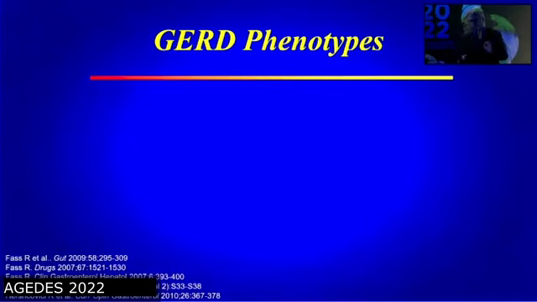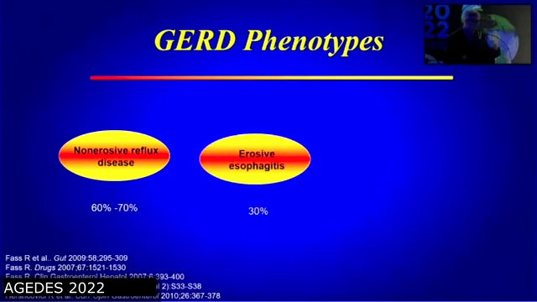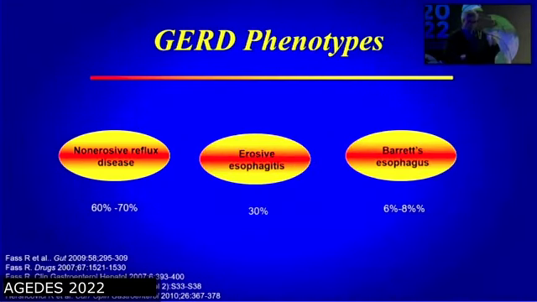Now, you all know that there are 3 GERD phenotypes. These are the basic phenotypes of gastroesophageal reflux disease. We have non-erosive reflux disease that accounts for 60 to 70% of the patients. We have erosive esophagitis that accounts for about 30% of them. And we have Barrett's esophagus, which is between 6 and 8%, some say up to 12%. But the biggest phenotype of gastroesophageal reflux disease is non-erosive reflux disease, and I would like to emphasize that.